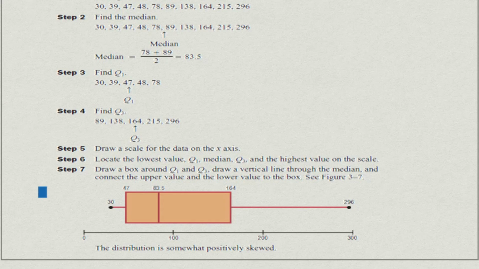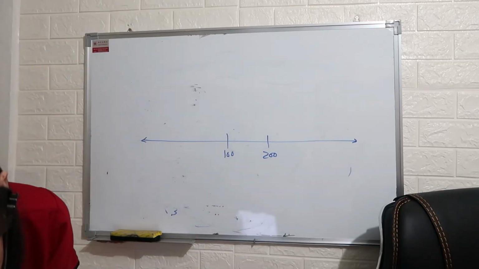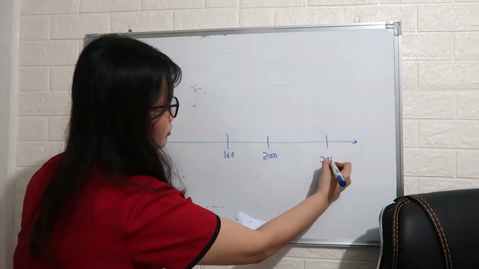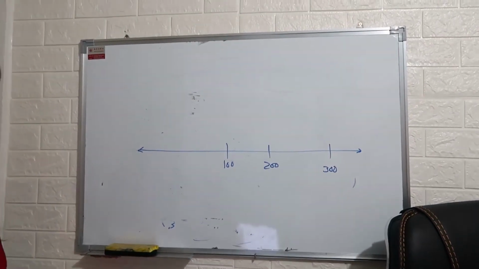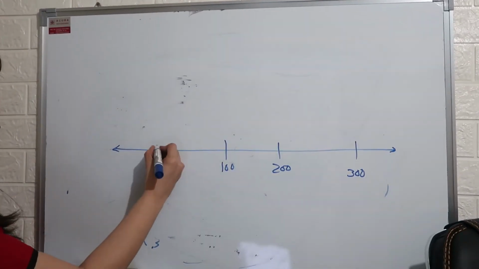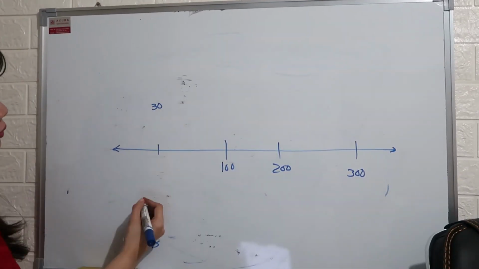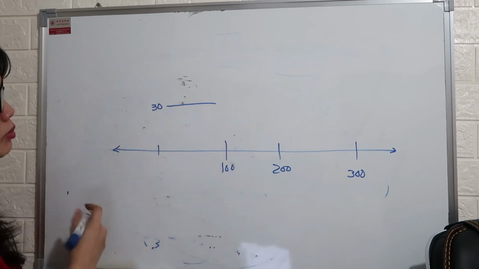So 100, 200, and then we have 300. Okay? So what's your minimum value? Ano yung minimum value natin? The minimum value is 30. Let's say for example, nandito si 30. Okay, 30. So here, that's the minimum value.